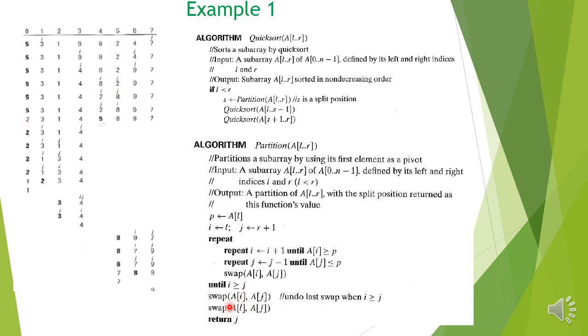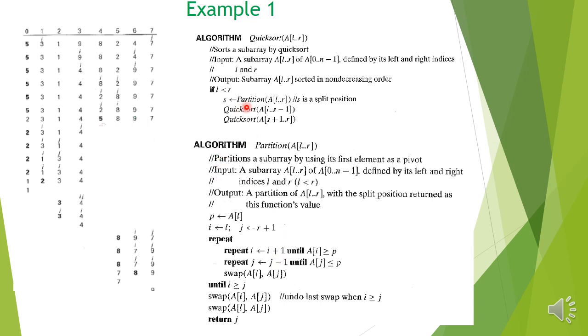Now the algorithm returns the j value, which is stored in this position s. So the meaning is that the array now looks like this, and the pivot element is present in its own position. All the elements to the left of this pivot are less than 5, and all the elements on the right-hand side of this 5 are greater than 5.